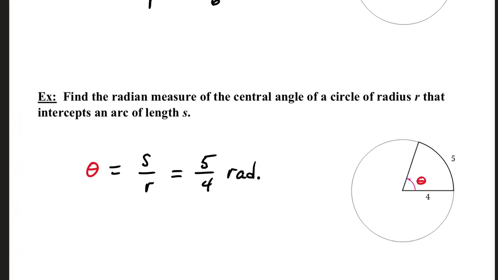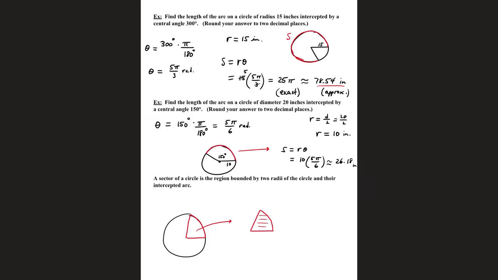And for a second example, we're looking for theta. Arc length is 5, radius is 4, so it's just simply 5/4 radians. That's the measure of that central angle.